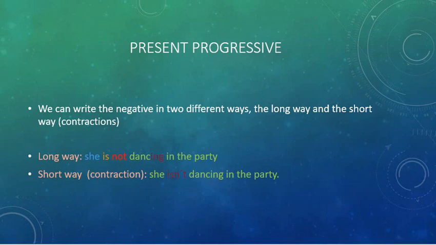Bueno, nos vamos a la siguiente diapositiva, y en este caso we have present progressive. We can write the negative in two different ways, the long way and the short way, which in this case is going to be contractions. The long way, she is not dancing in the party. The short way, that is going to be the contraction, she isn't dancing in the party.